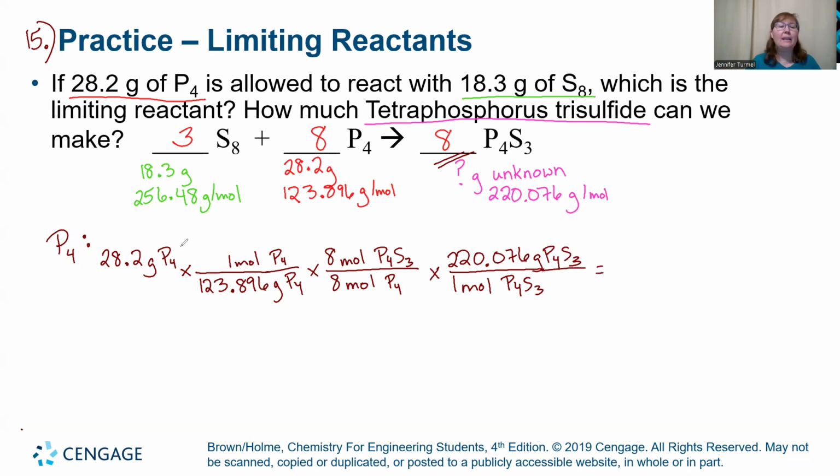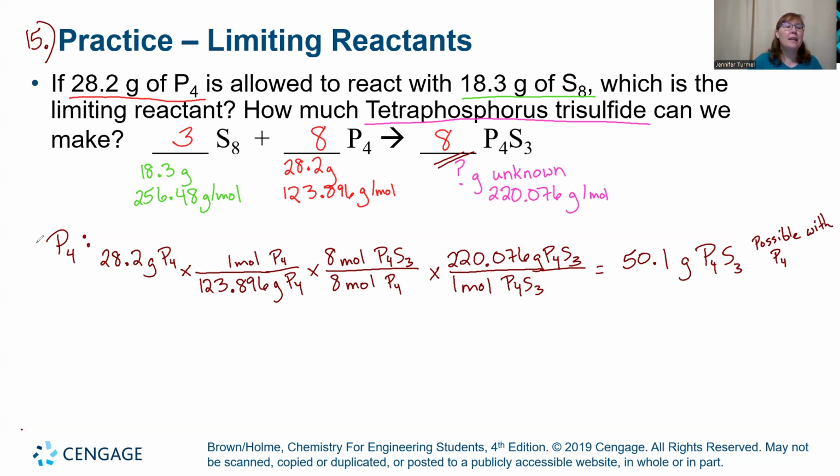As I do that, 28.2 times 8 times 220.076 divided by 123.896 divided by 8, I will get 50.1 grams of P4S3. This is the possible amount. This is what's possible with the P4.